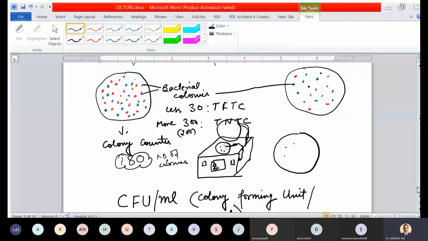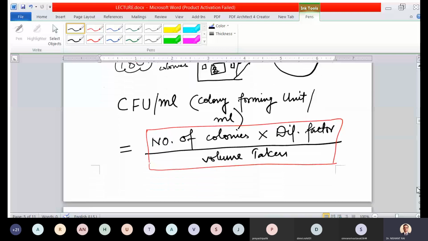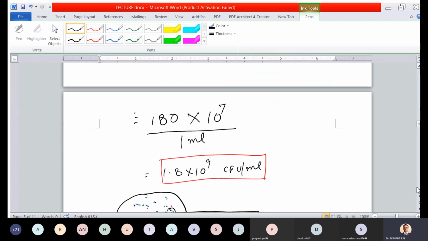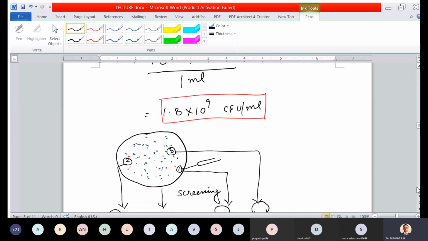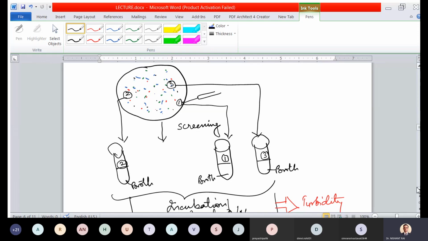You will not consider those plates on which the number of colonies is either less than 30 or more than 300. We have assumed that we have got a number of colonies of 180. Then using the formula CFU per ml, number of colonies into dilution factor upon volume taken, we will calculate the colony forming unit. And here it is 1.8 into 10 to the power 9 CFU per ml. Now from the mixed plate, or the plate containing different types of bacterial population, we will do the screening. We will select each colony. We will label each colony.